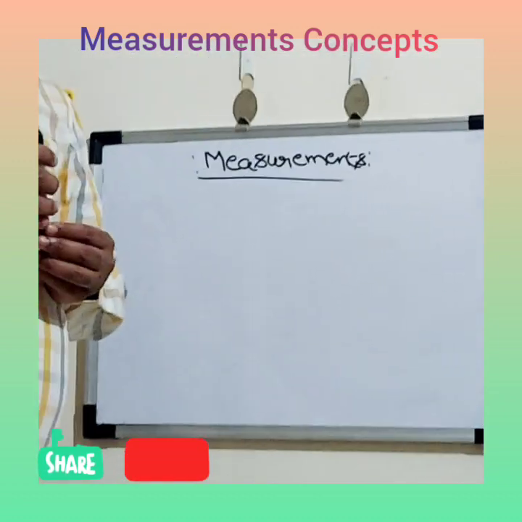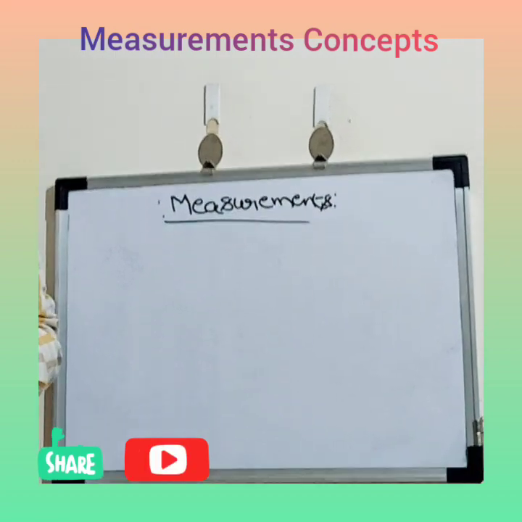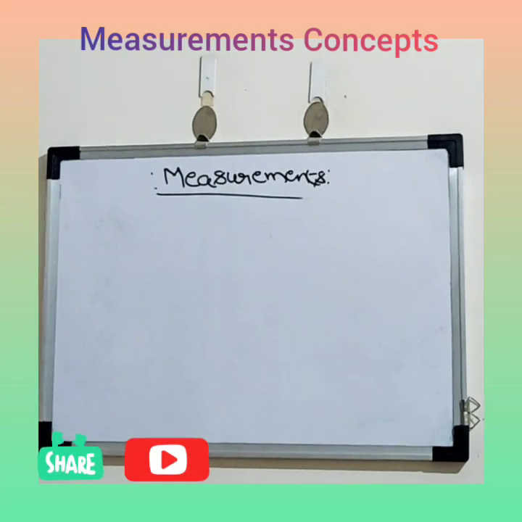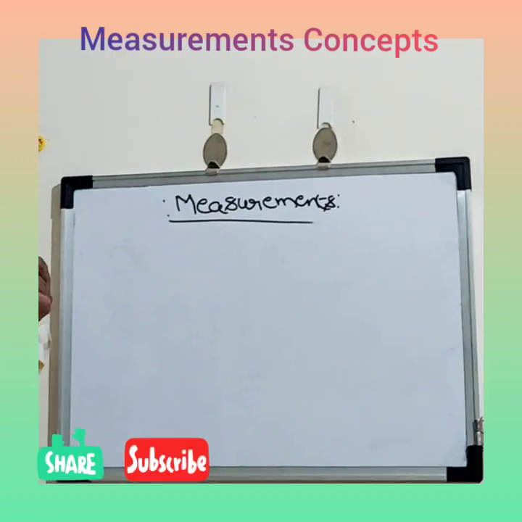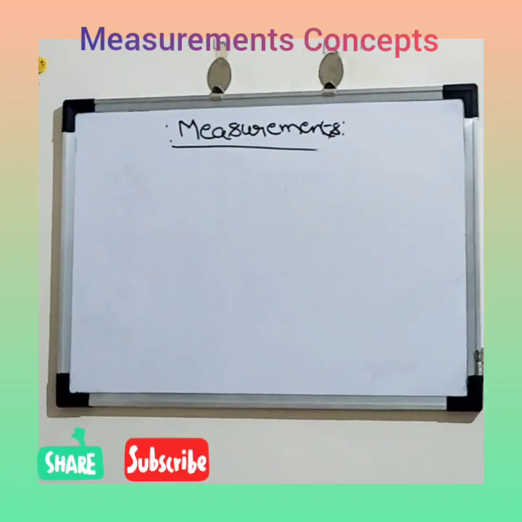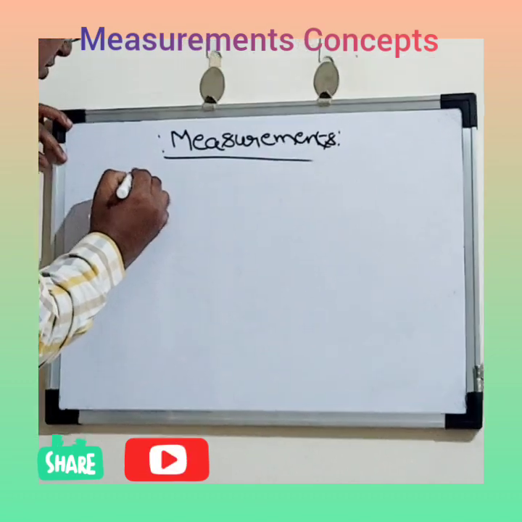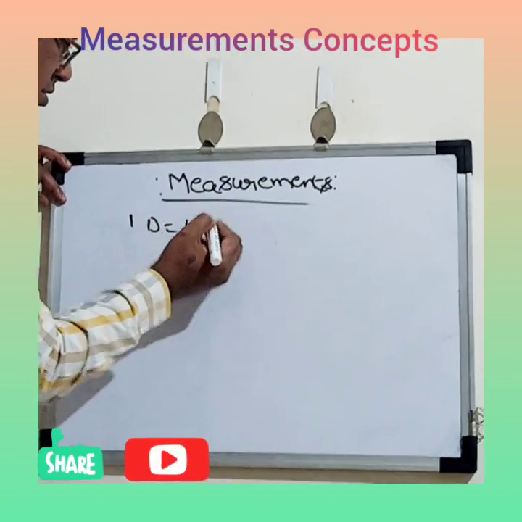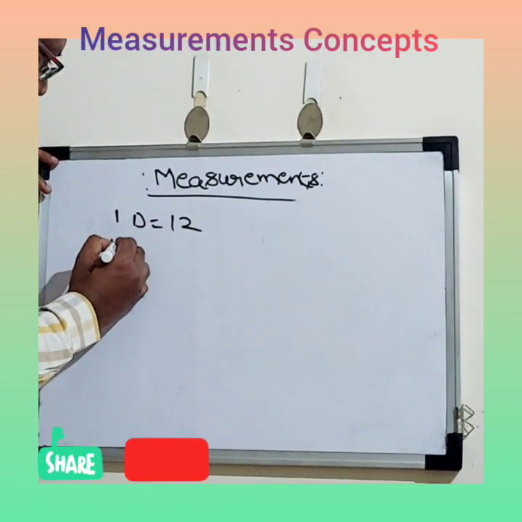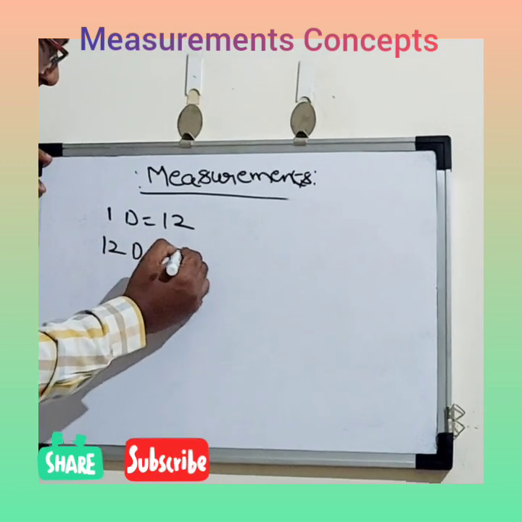Okay, now we'll discuss another topic which is related to measurements of articles. Generally, how will we measure articles? Like units, dozens and gross. One dozen is equal to how much? One dozen is equal to 12 articles. But 12 dozens is equal to 1 gross.